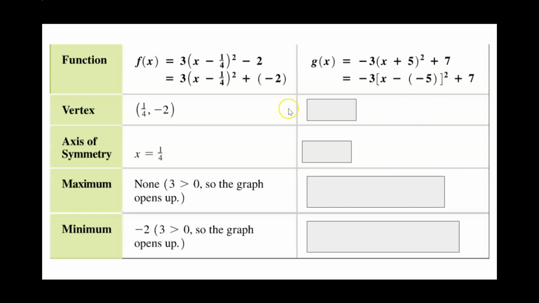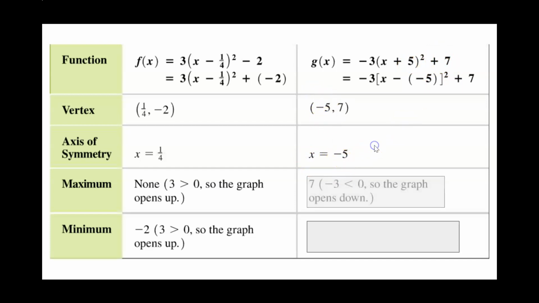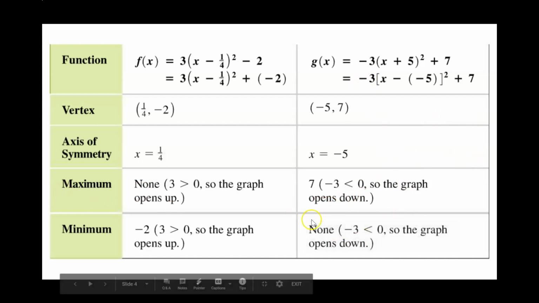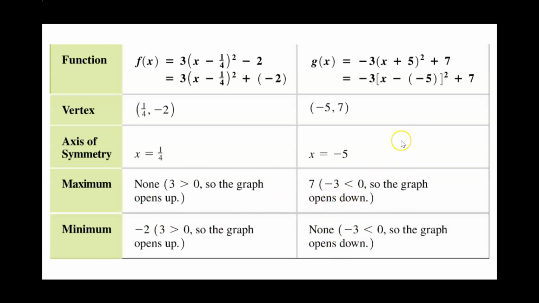So looking up here at the vertex, again, change the sign. So this is going to be a -5 and a +7. Change the sign, keep the sign. The axis of symmetry is x equals whatever the x of the vertex is. This opens downward, frowny face. I have a negative here, so frowny face. So it's going to have a maximum point as a vertex, and there's going to be no minimum because we already know it's a maximum. You're either going to have one or the other for a parabola.